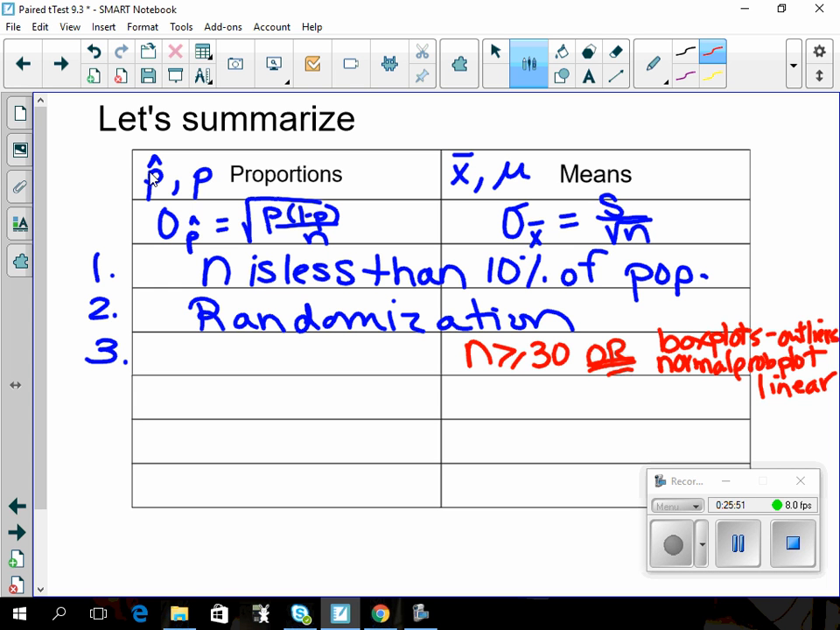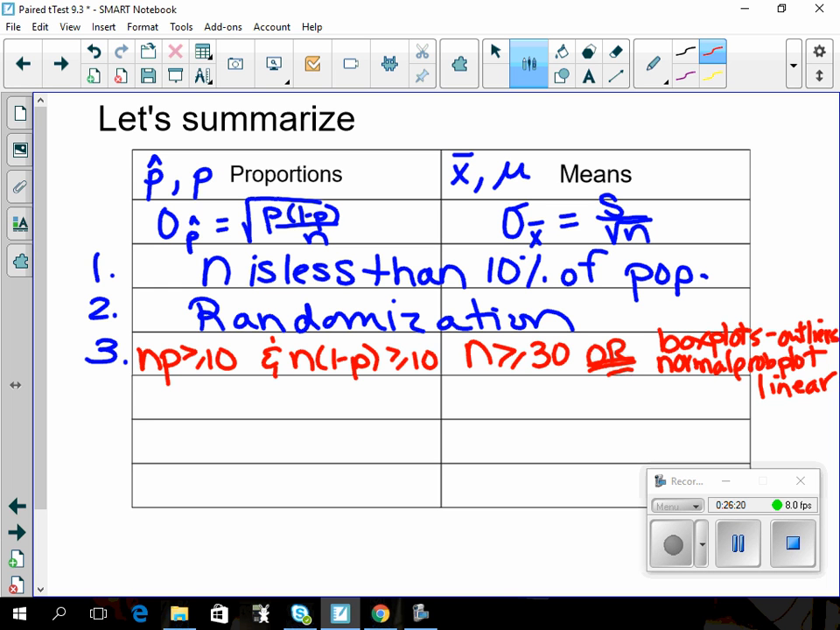When we talk about proportions, we're looking at something different with the conditions. What are we looking for? np is greater than or equal to 10, and again that becomes p hat when we're looking at confidence intervals, right? And n times 1 minus p is greater than or equal to 10. We good so far? Okay.